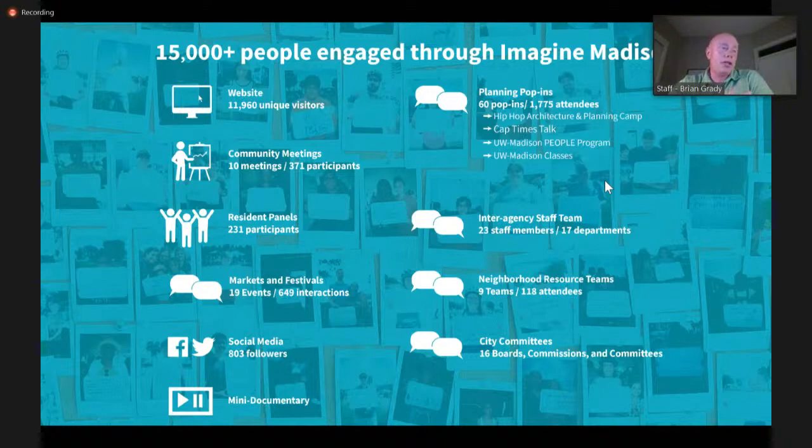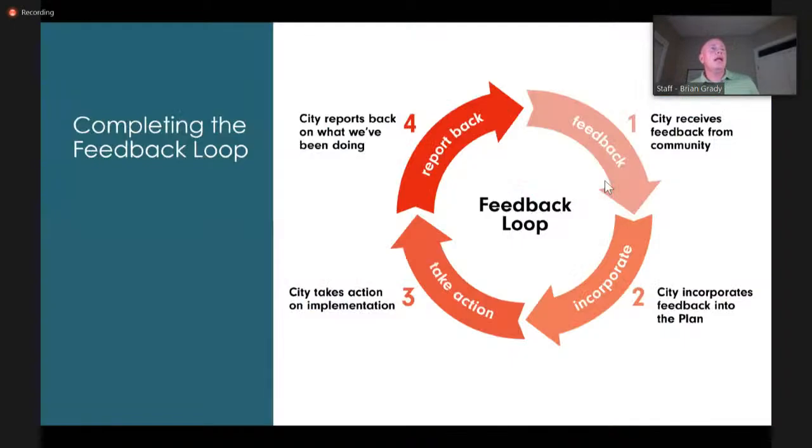And so what this progress update does is really help complete the feedback loop. During the planning process, we had a smaller, more immediate feedback loop of showing how people's feedback was being incorporated into the plan. Now we're doing that more full-scale feedback loop where we've received feedback, it's been incorporated into the plan, we've now had some time, about 2 years, to take action on some of the recommendations in the plan, and then finally, we're reporting back on what we've been doing.